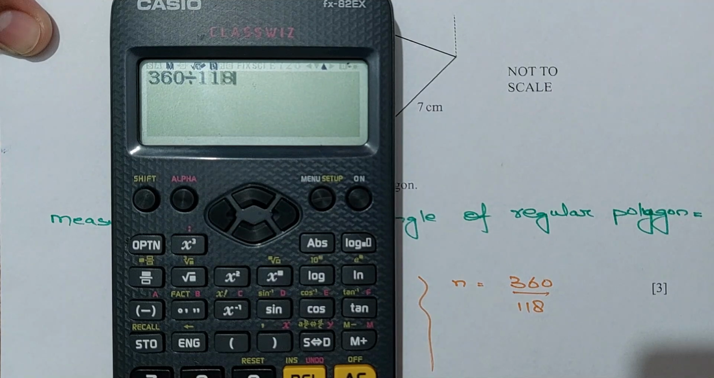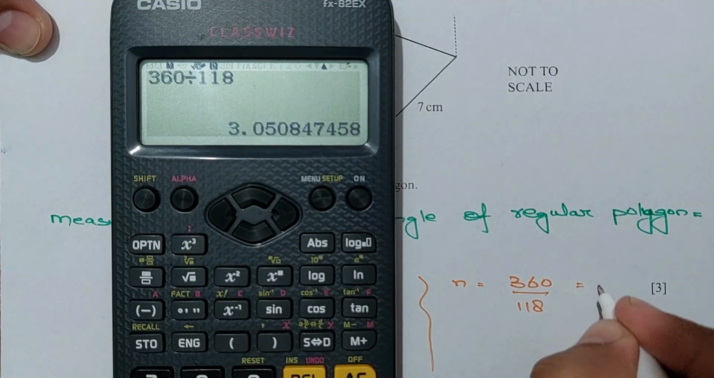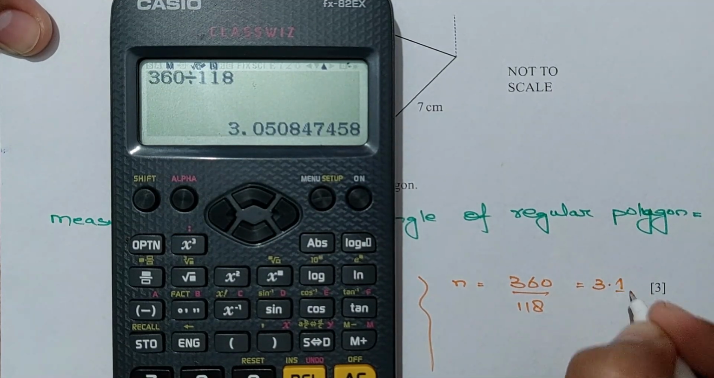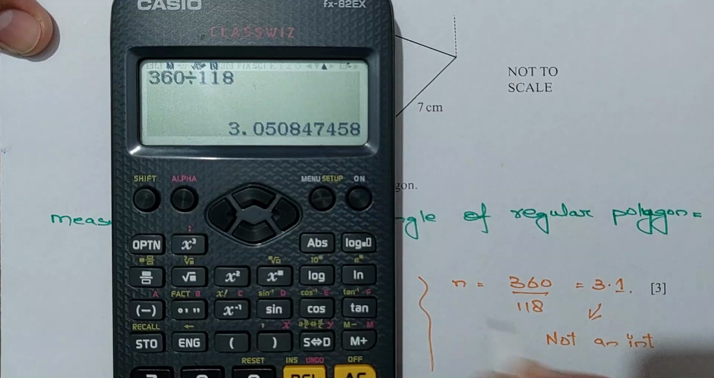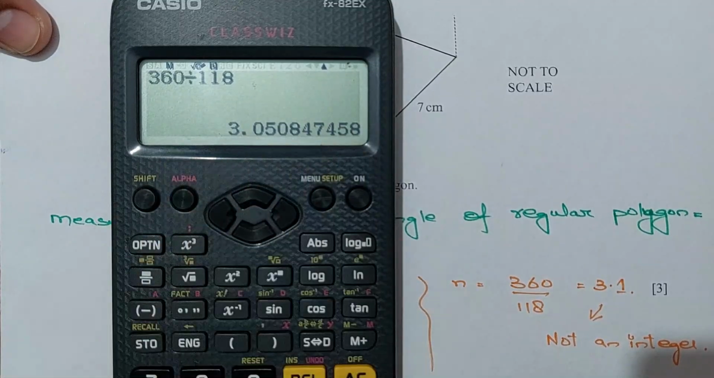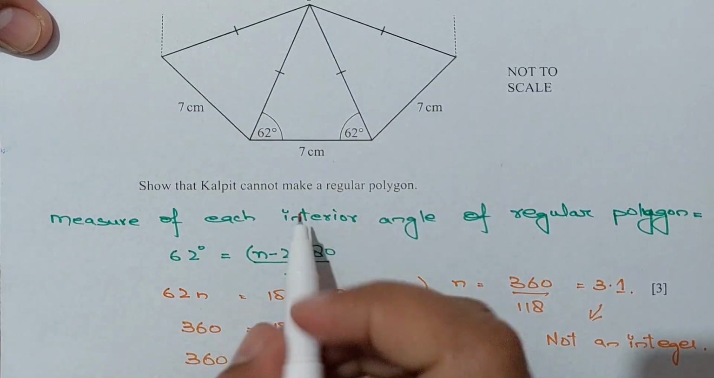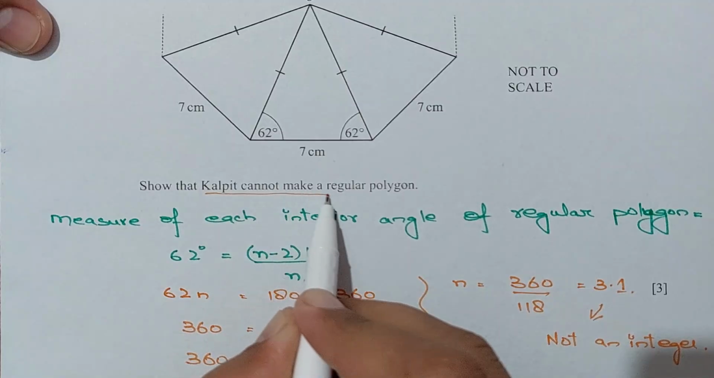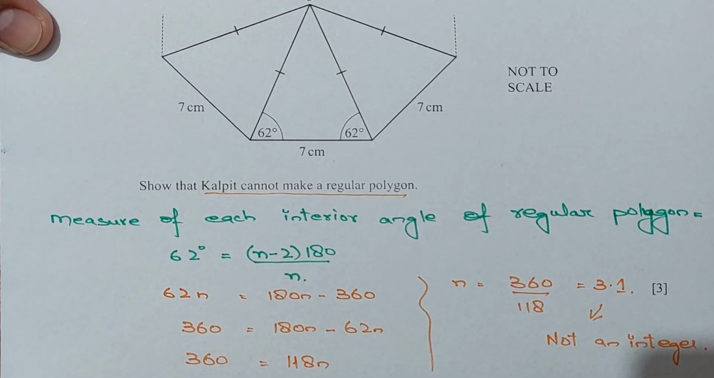360 over 118 is 3.05 and not an integer. This n shows the number of sides, so the number of sides should be an integer value. So this is not an integer value. This proved that he cannot make a regular polygon.